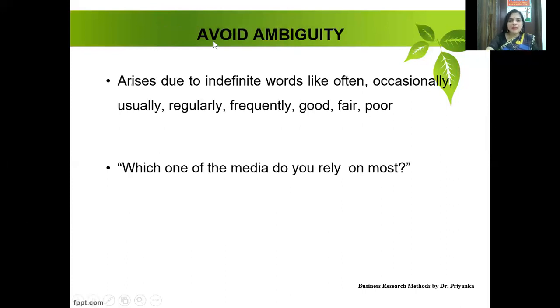Then avoid ambiguity. Ambiguity means being unsure. So you have to ask questions in a 100% sure manner, and if you are providing options, then you should provide alternatives properly. For example, it arises due to indefinite words like often, occasionally, usually, regularly, frequently, good, fair, poor. You should avoid using such words unless they are really required. For example, which one of the media do you rely on most?